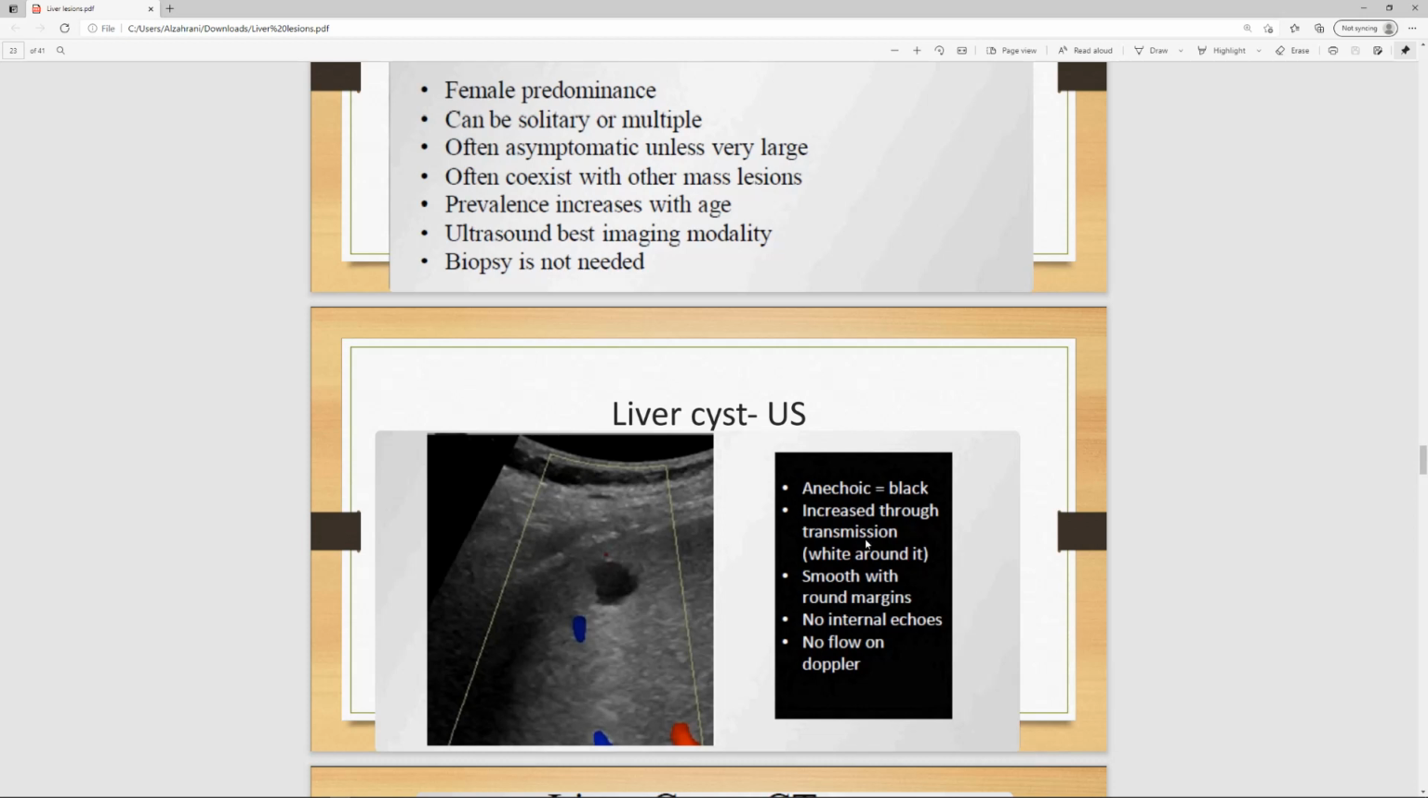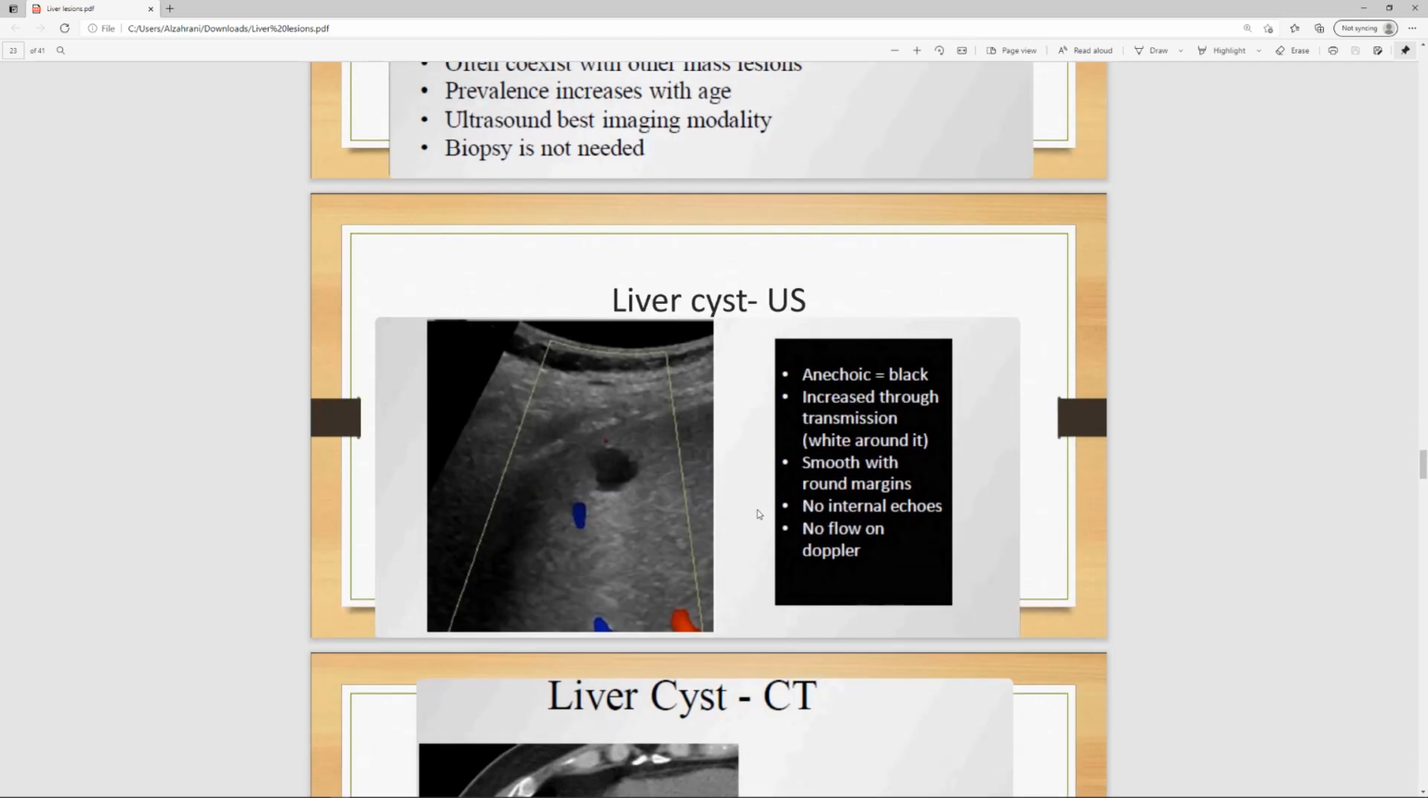Increase through transmission. White أو increase through transmission يعني because لأن الليجن هذه مليانة فلويد، فالأشعة أو اللايت easily pass through it. It is smooth, round margins, no internal echoes. يعني هنا ما تقدر تشوف بياض، كلها فلويد مليانة.